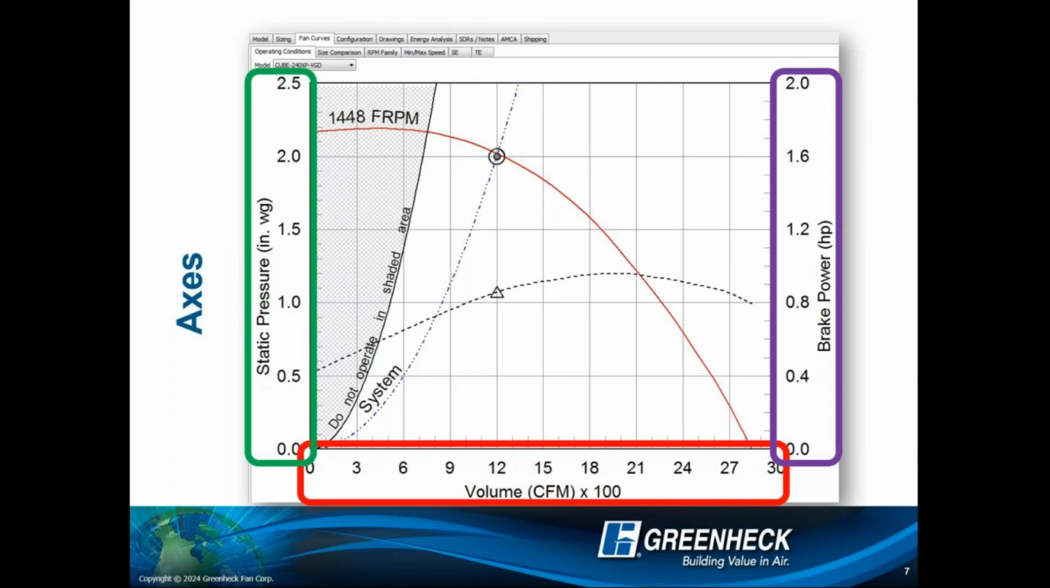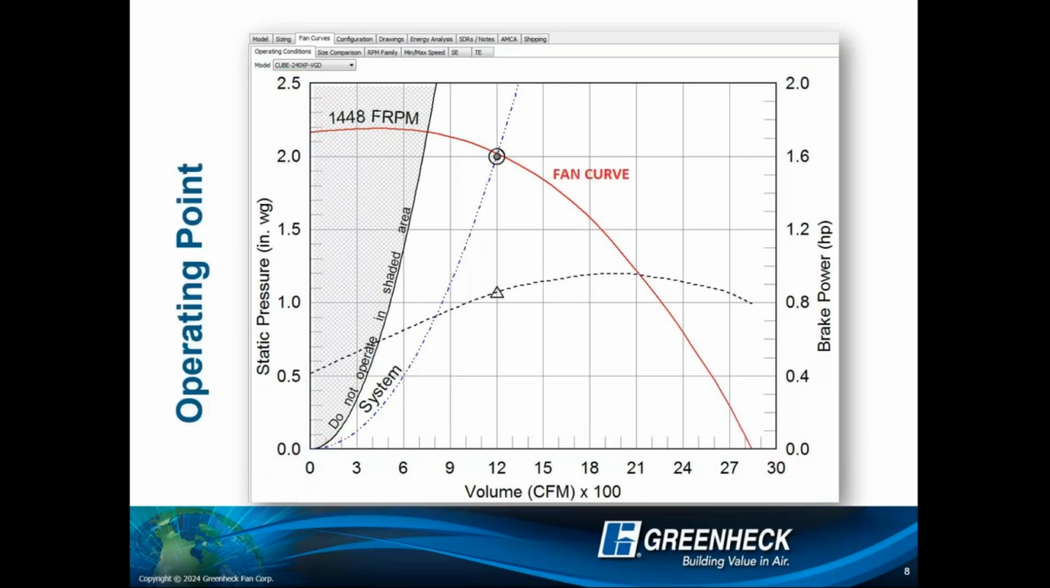Now, a little lingo 101 here. There's a big difference between brake horsepower and horsepower. From a manufacturer's point of view, if I state HP, horsepower, I'm telling you that this is motor nameplate horsepower. If it is brake horsepower, that is communicating the power consumed at that point of operation, right? So let's break into the different widgets we have on our fan curve today.